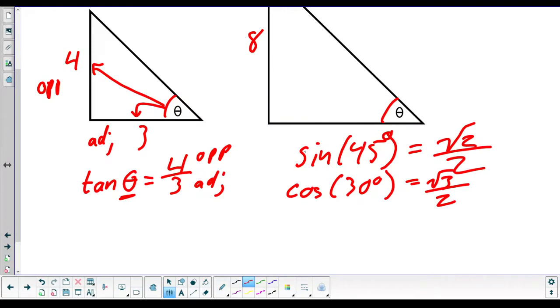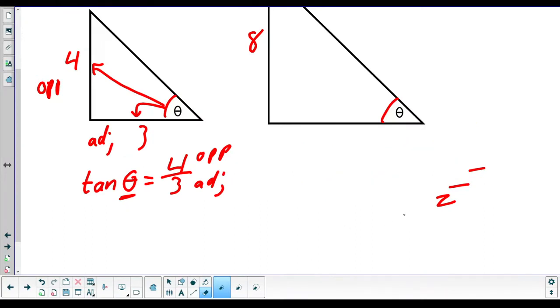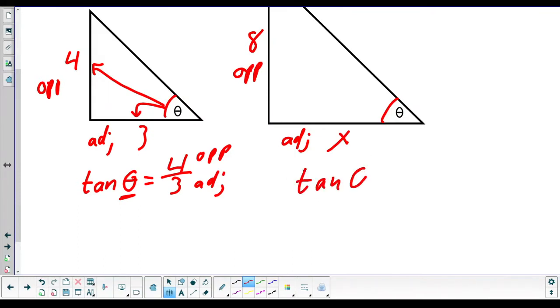we could set up another trig ratio. Let's say we want to figure out what this side is here. Let's call it x. Okay, this is the adjacent side, of course. This is still the opposite side. We would set up tangent of theta equals 8 over x.